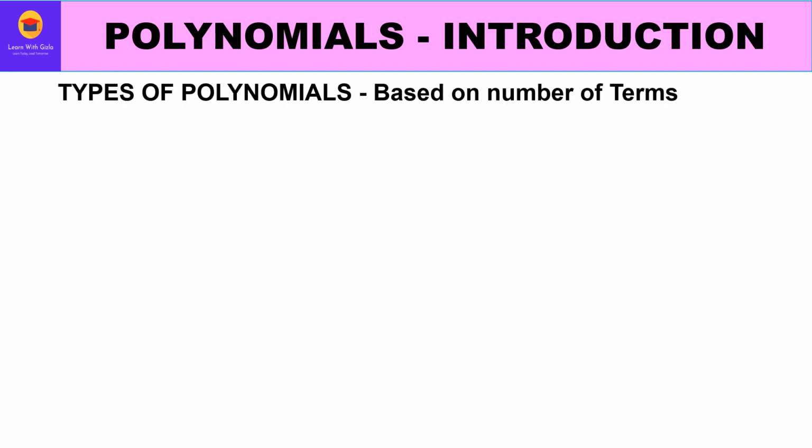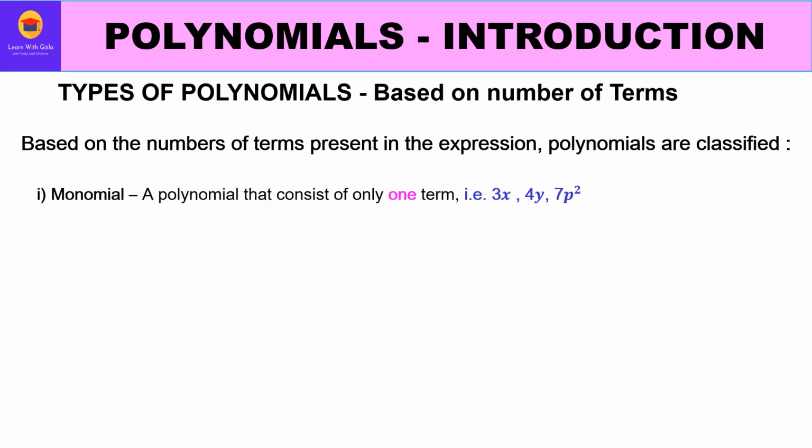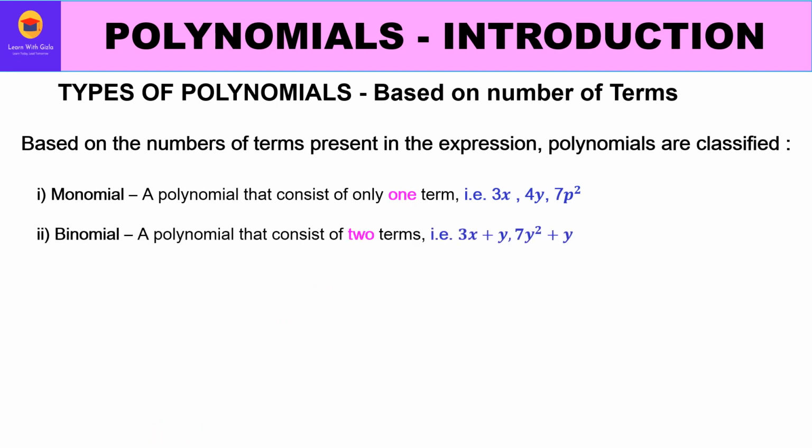Now let us learn about different types of polynomials based on number of terms. Based on the number of terms present in the expression, polynomials are further classified. A monomial is a polynomial that consists of only one term, that is 3x, 4y, 7p square. Such polynomials are known as monomials. There is no addition or subtraction involved.